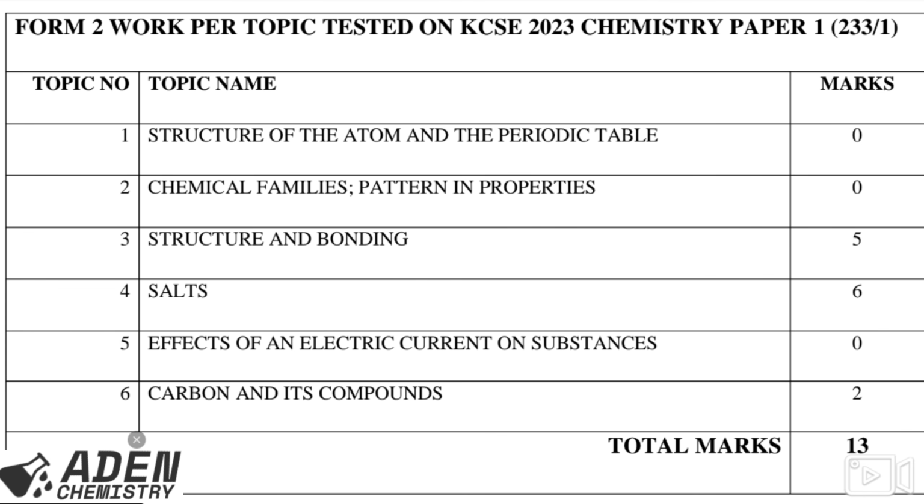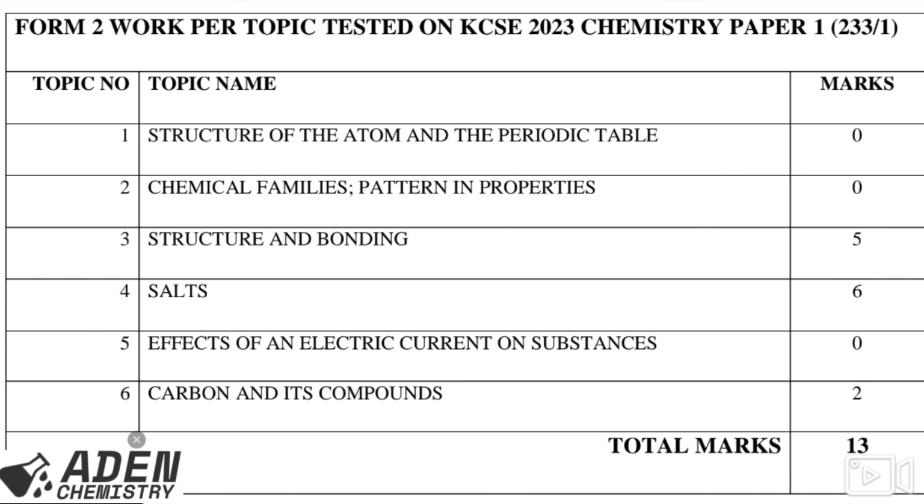You have to know that the concept of relative atomic mass was not tested in chemistry paper 1 2023. So that means we have 0 marks in chapter 1. So this year 2024, students are supposed to know how to calculate the relative atomic mass. It is mostly tested in chemistry paper 1. So we get to topic 4. It's called The Chemistry of Salts. It had 6 marks. Topic 5 is called Effects of an Electric Current on Substances. It was having 0 marks, the way we have written.